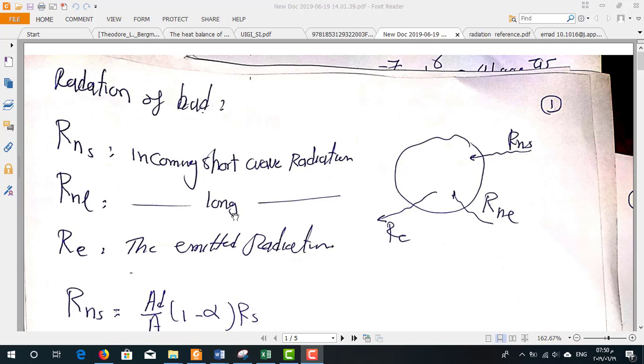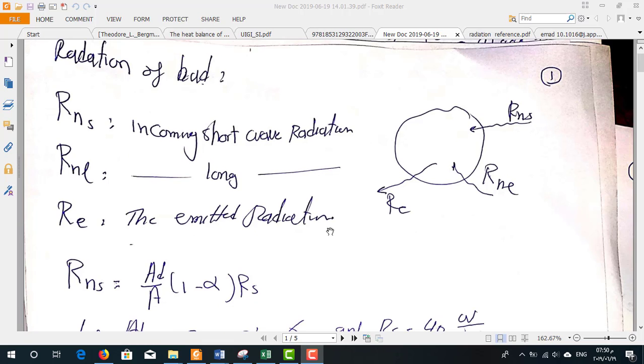RNL is incoming longwave radiation, and the emitted radiation goes from the sphere to the surrounding. There are three types, as mentioned before.